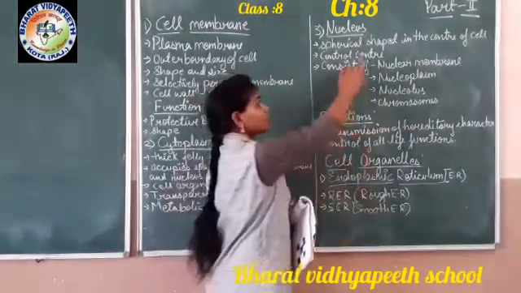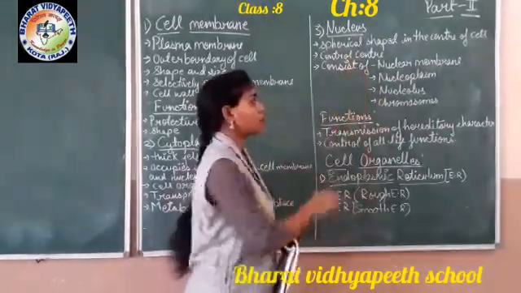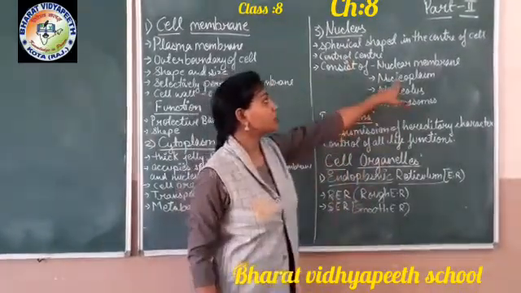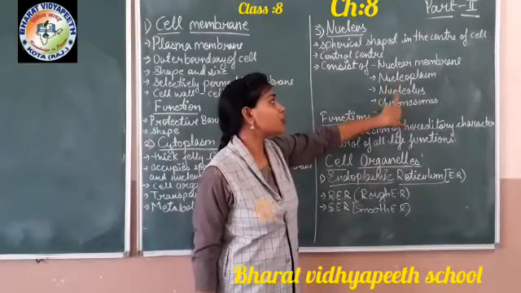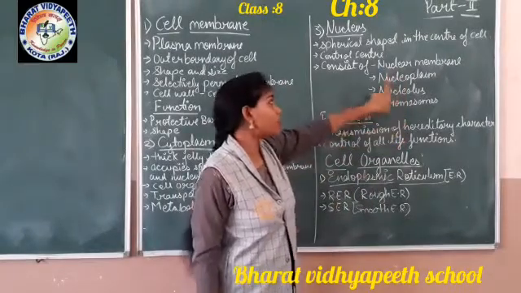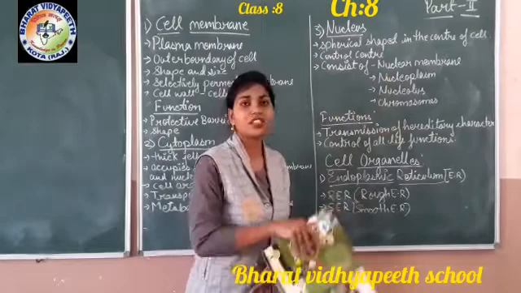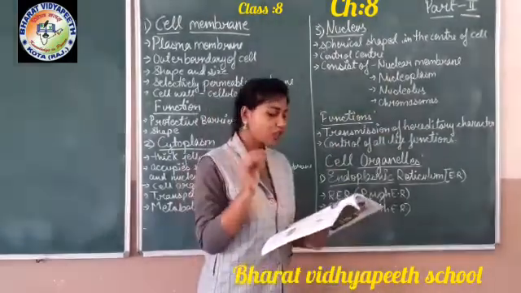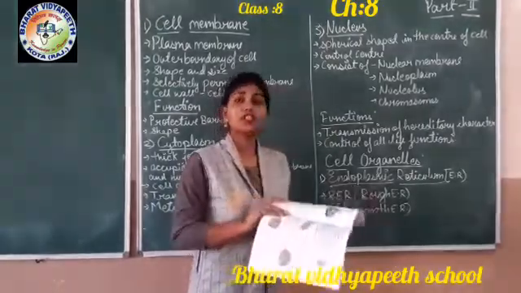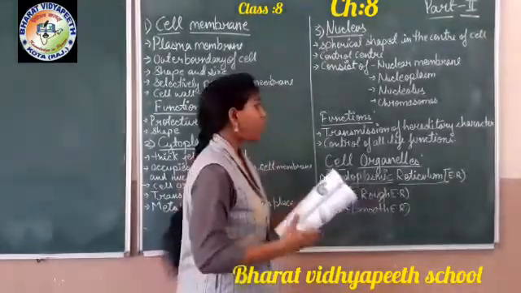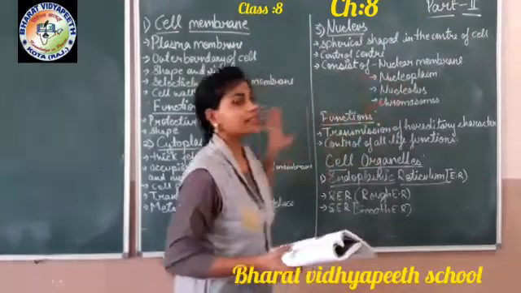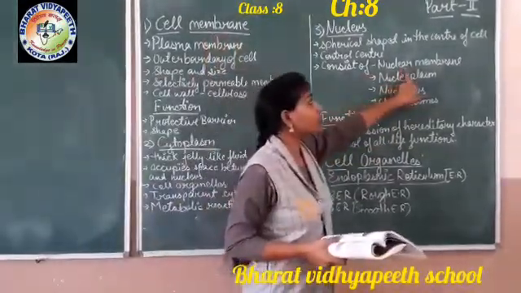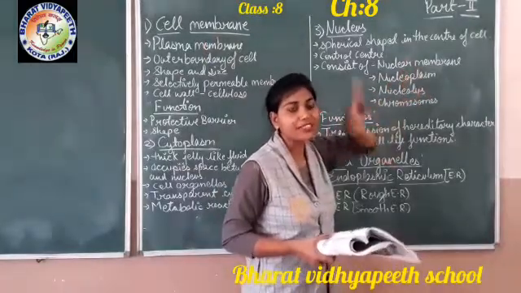The nucleus is mainly made up of four things: nuclear membrane, nucleoplasm, nucleolus, and chromosomes. First is the nuclear membrane, the outer covering of the nucleus. Like the outer covering of the cell is known as the cell membrane, the outer covering of the nucleus is known as the nuclear membrane.